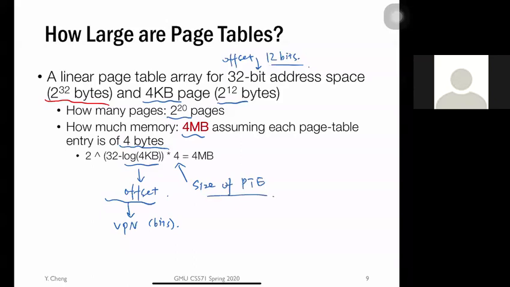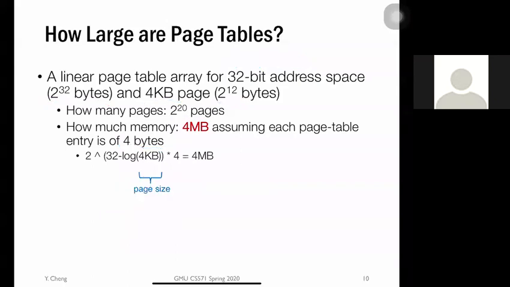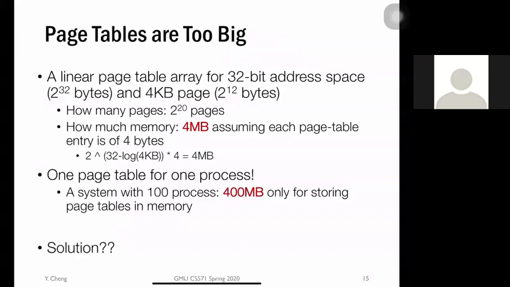Okay, so times this gives you 4 megabytes. So this is the memory consumption for this page table. Okay, as you can see, if you only maintain one single process within this operating system, this page table requires exactly 4 MB in terms of memory.